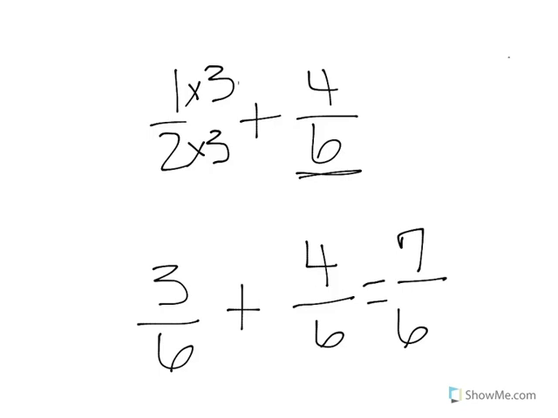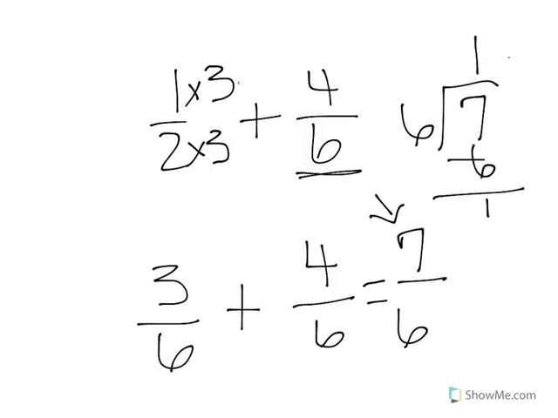Well, that is an improper fraction. So I need to change it into a mixed number. And I do that by dividing the top by the bottom. So 6 can go into 7 one time. I subtract 6. I have 1 remaining, which becomes my numerator. So 7/6 is the same as 1 and 1/6.